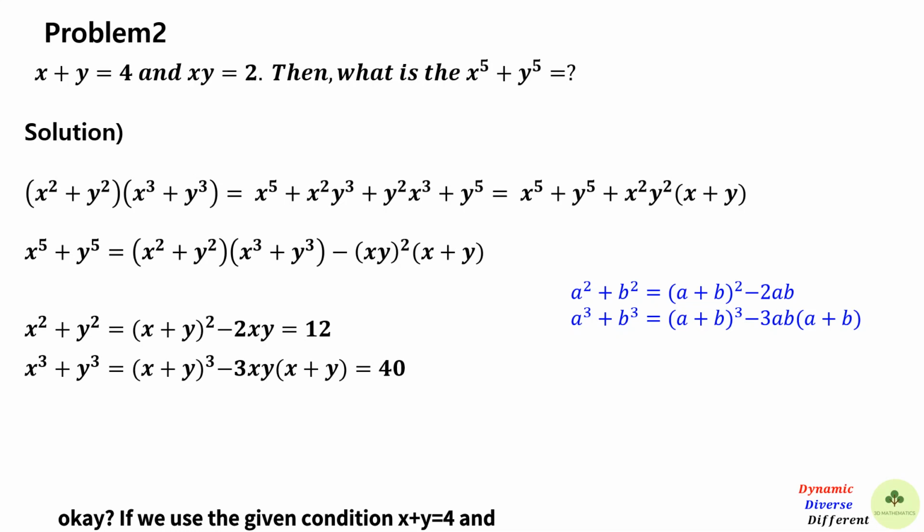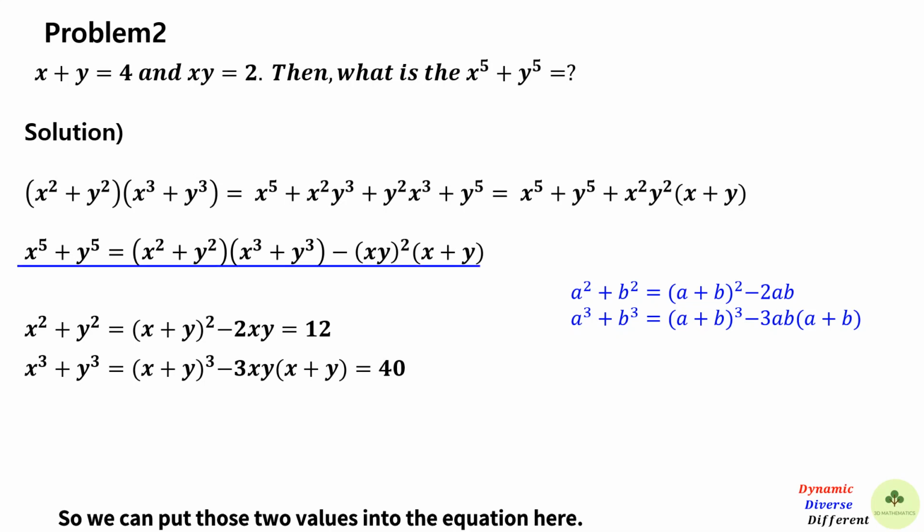If we use the given conditions x plus y equals 4 and xy equals 2, then we get that x squared plus y squared is 12 and x to the 3 plus y to the 3 is 40.